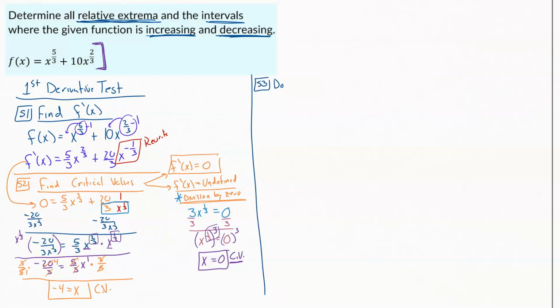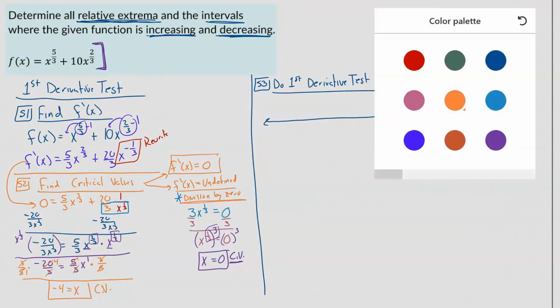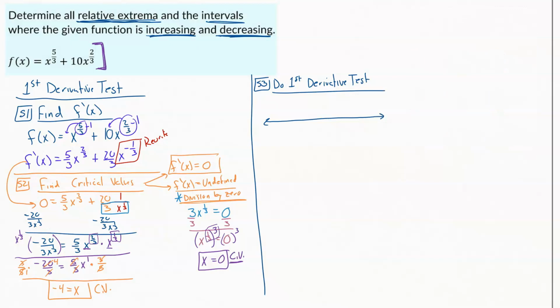Step 3 is where you're actually going to do the first derivative test. And this is just a number line game. So you're going to lay out your number line, and now you're going to come back and you're going to mark those critical values on the number line. So I've got a critical value at negative 4, and I've got a critical value at 0.